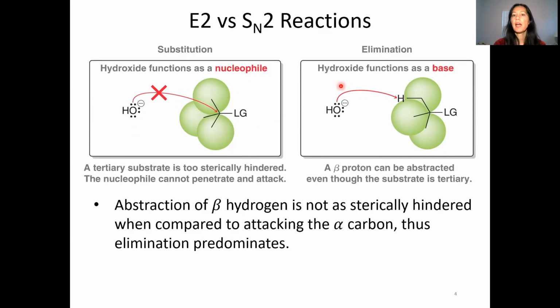So instead, the hydroxide is going to act as a base in an elimination reaction because the hydrogen off of the beta position, here's alpha, here's beta, is more available to abstract. So this reaction will occur to give the elimination product.